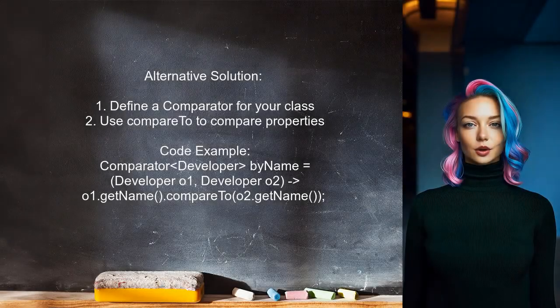An alternative approach provided by a user involves using a comparator for sorting. They suggest defining a comparator for your class, in this case, Developer. The comparator compares the names of two Developer objects using the compareTo method.